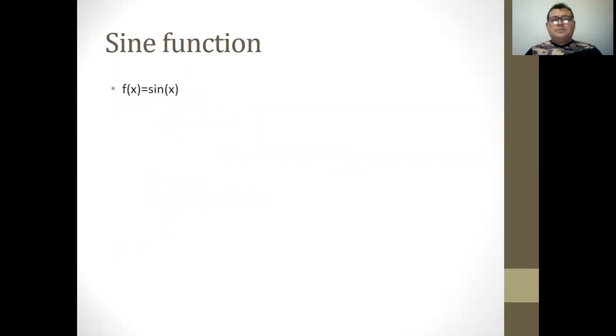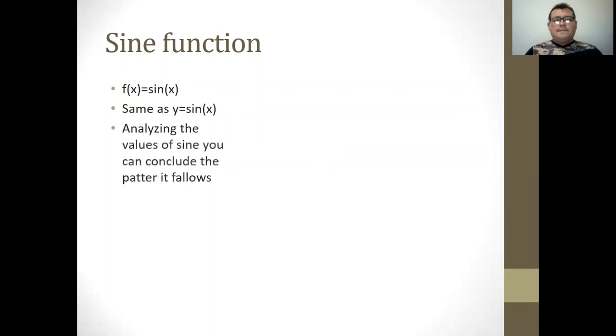Well, a function is normally represented like that. In some books, we can see it like y equals sine of x. In our book it is f of x equals sine of x. So it's normally the notation we use for functions. And what we will do to understand why the shape of sine goes like last time I showed you is analyze the values and then see the pattern they make, because at the end that is what we want to discover from each of these trigonometric functions.